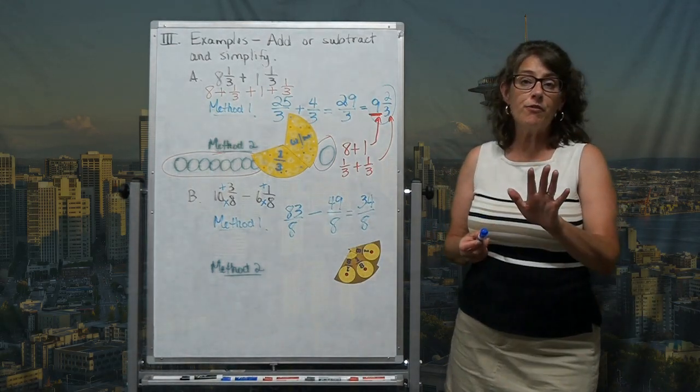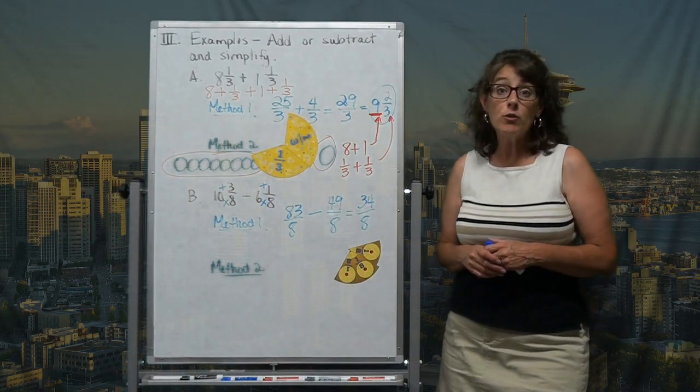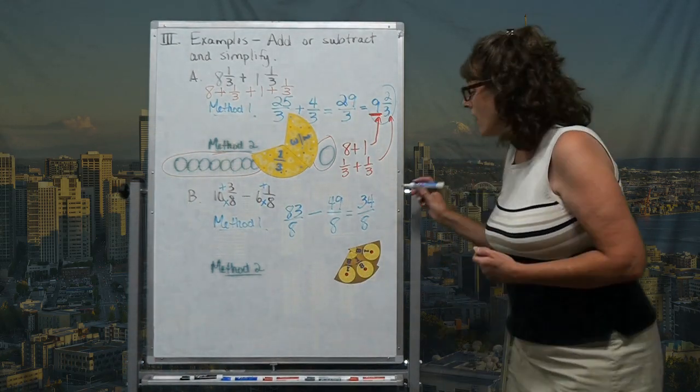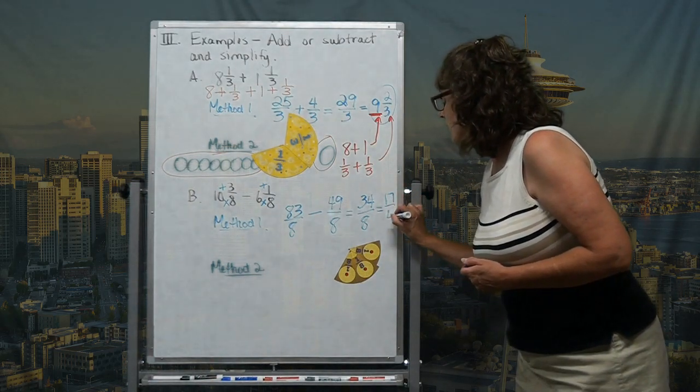Now, I always simplify if I can. Is there a number that will go into both 34 and 8? Yes, they're both divisible by 2, so most definitely that. 2 goes into 34 17 times. 2 goes into 8 4 times.